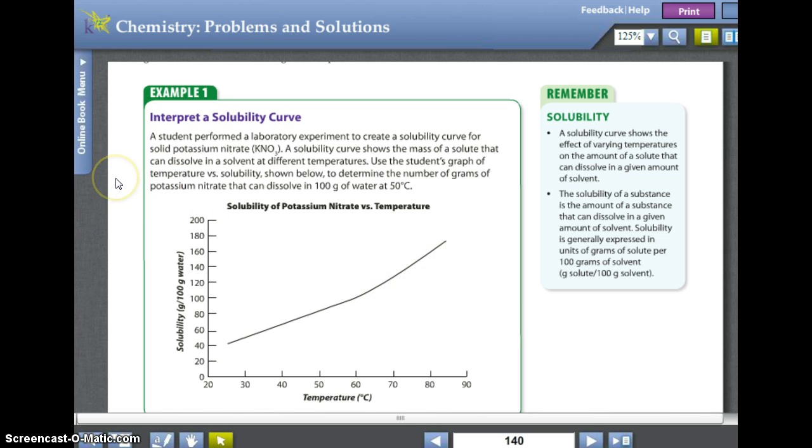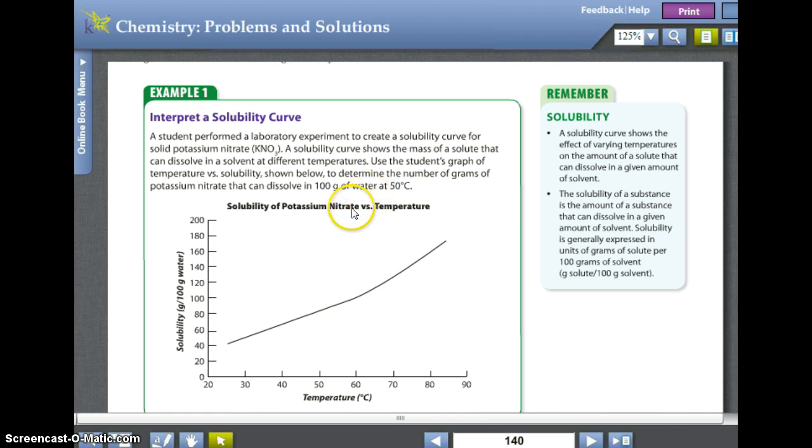A student performed a laboratory experiment to create a solubility curve for solid potassium nitrate, or KNO3. A solubility curve shows the mass of a solute that can dissolve in a solvent at different temperatures. So in other words, they took some water at 30 degrees and they saw how much could dissolve. They took water at 40 degrees and they saw how much could dissolve. They took water at 70 degrees and they saw how much of the KNO3 could dissolve.